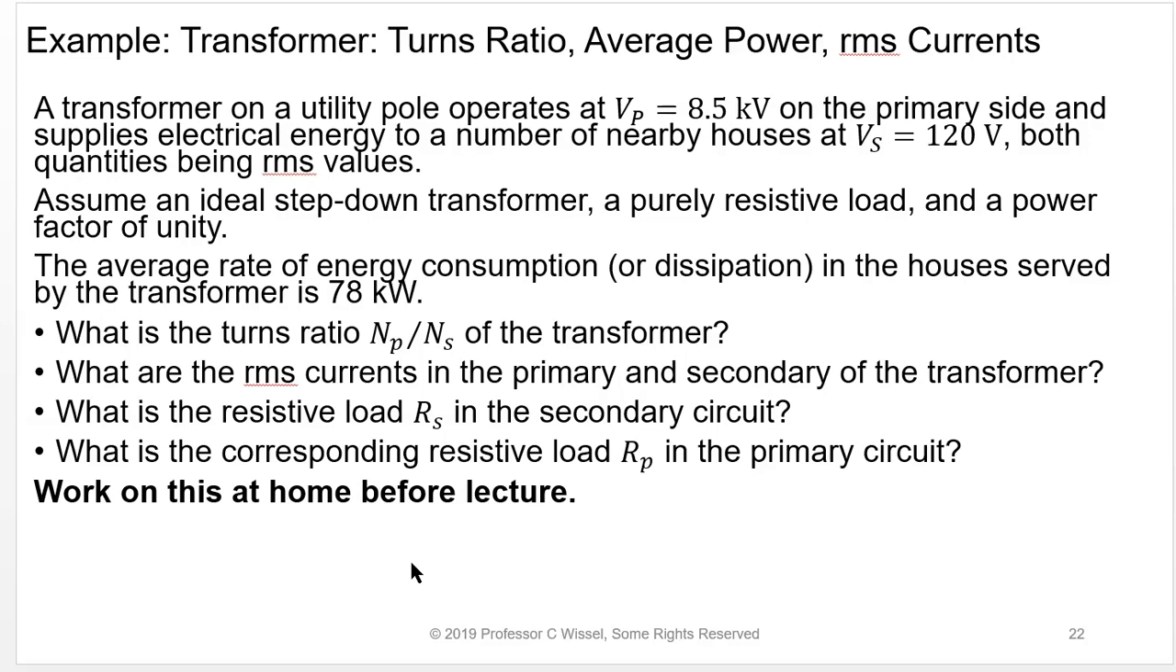The average rate of energy consumption or dissipation in the houses served by the transformer is 78 kilowatts. What is the turns ratio, NP over NS, of the transformer? What are the RMS currents in the primary and secondary of the transformer? What is the resistive load, RS, in the secondary circuit? What is the corresponding resistive load in the primary circuit? The physics of this is transformers.